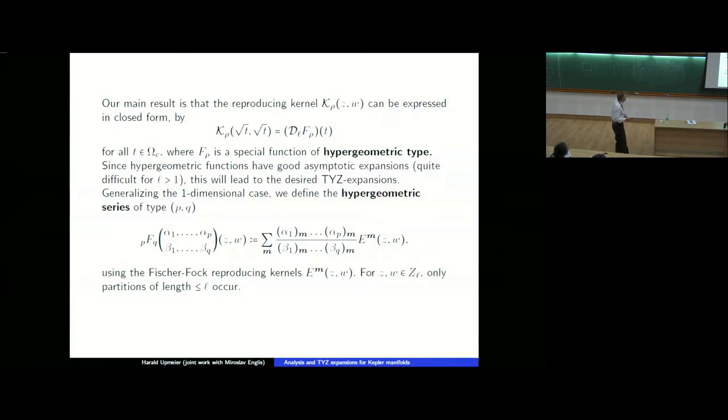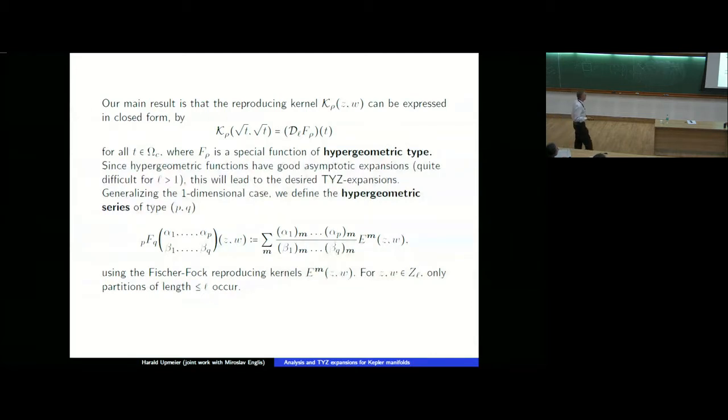In the following sense, K rho, at least on the diagonal, that is enough, is this differential operator applied to a special function of hypergeometric type. So we find a hypergeometric function in several variables, of course, and I will write down in 2 examples where I can do it, okay? Now, hypergeometric functions have good asymptotic expansions, quite difficult to establish, that's our main task. This will lead to the desired expansion of TYZ type.